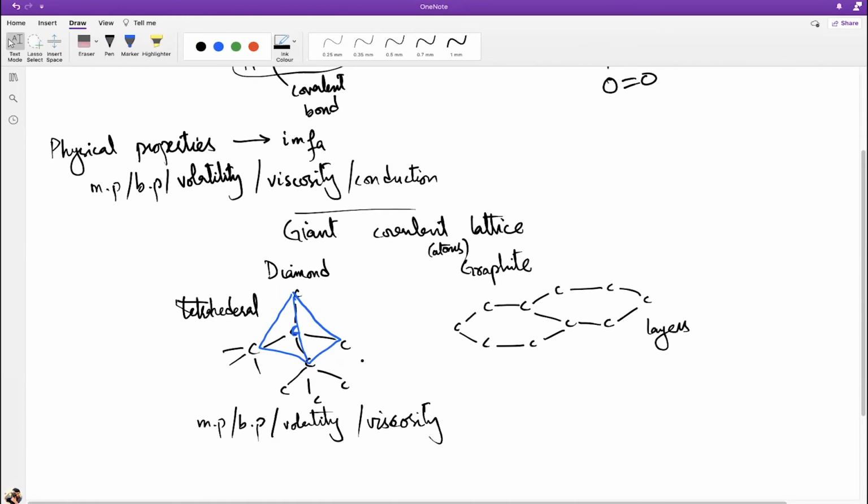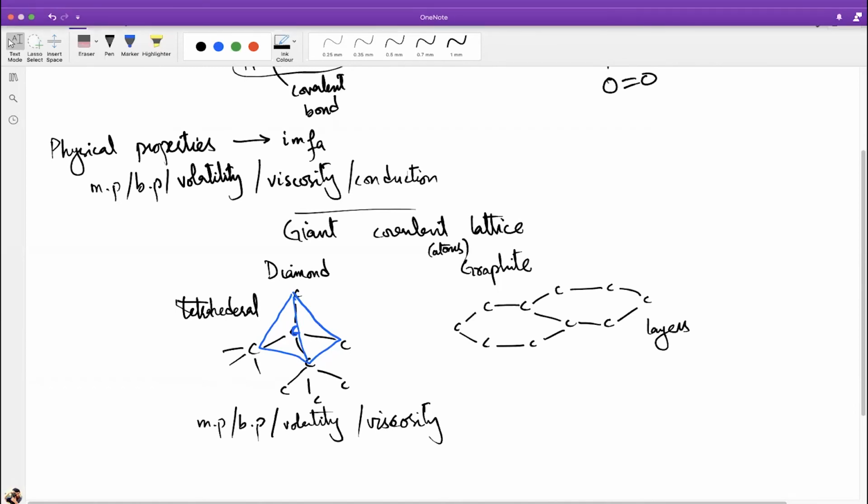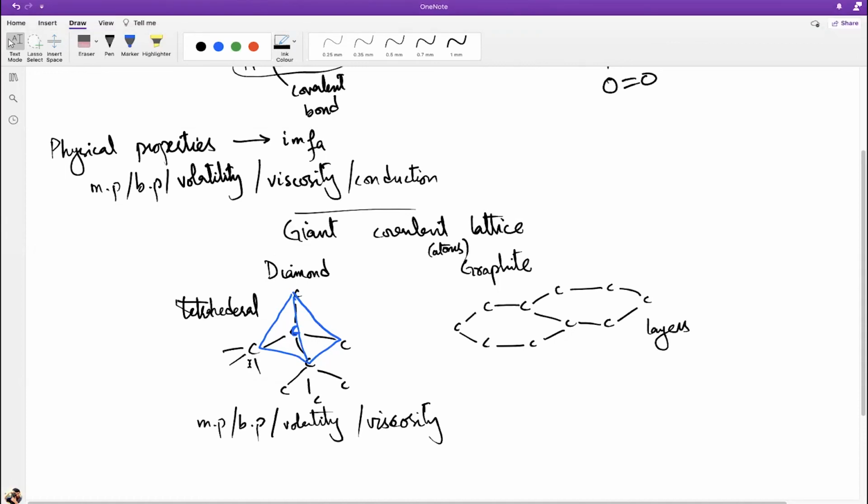That is the key to knowing its physical properties. So in the case of diamond and graphite, the forces of attraction are really strong. What does that mean? It means that you will need to supply a lot of energy to break them up. That means melting point is high, boiling point is high, volatility is low, viscosity is high if you melt them, because they have strong forces keeping them together.